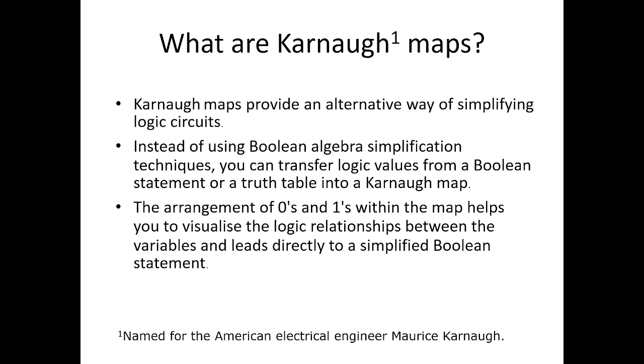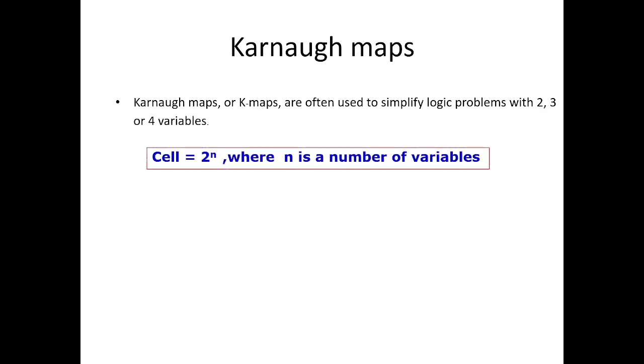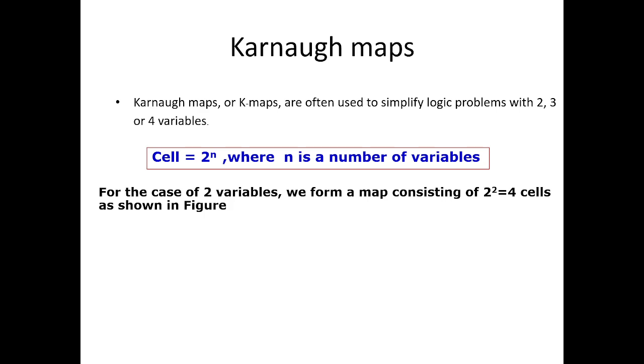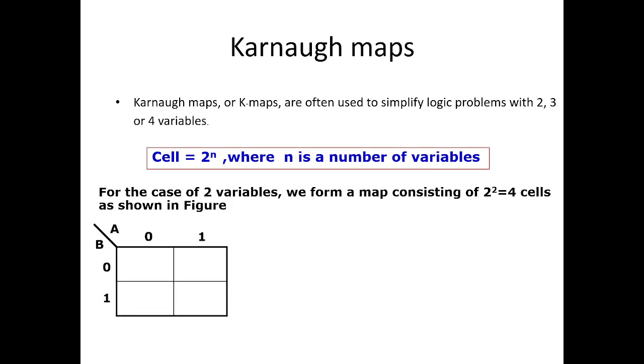So you can transfer logic values from a Boolean statement or a truth table into a Karnaugh map. The arrangement of zeros and ones within the map helps you to visualize the logic relationship between the variables and leads directly to a simplified Boolean statement. Karnaugh maps are often used to simplify logic problems with 2, 3 or 4 variables.